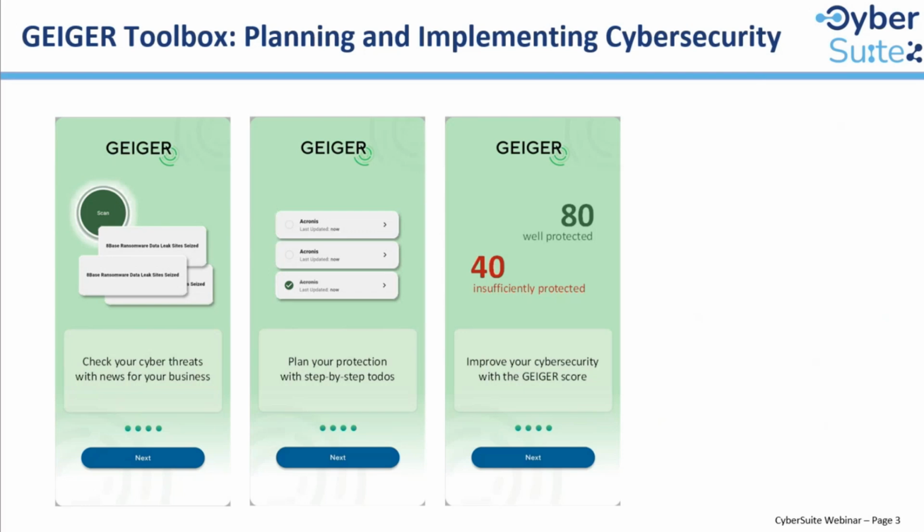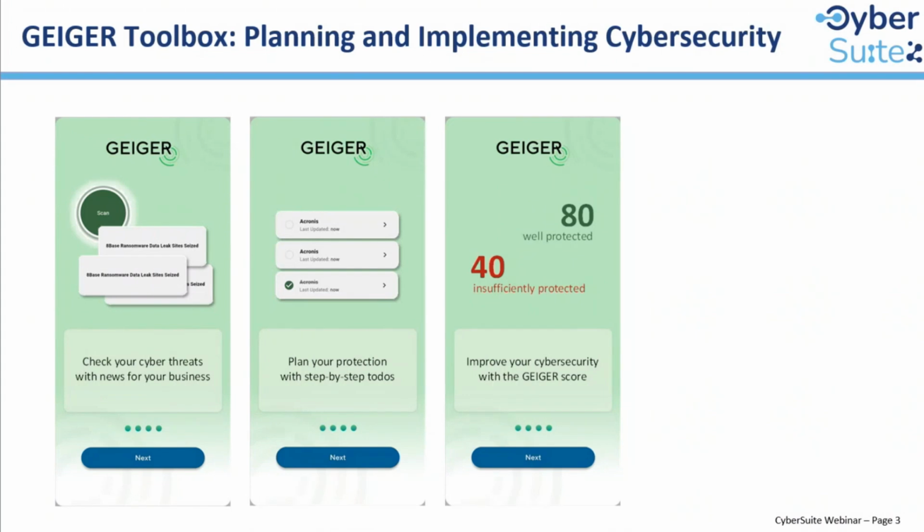We have three main capabilities in the toolbox. One is the scan button that you've seen before, that allows you to check your cyber threats with news that are pertinent for your business. This news can be external news in the domain, the environment or the geographical location of your small business. They can also have internal sources, like, for example, those detected by CyberSuite tools.